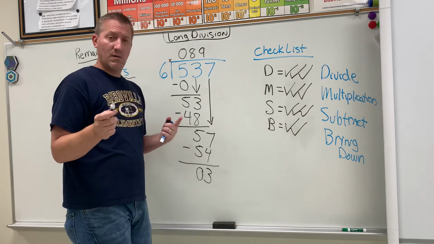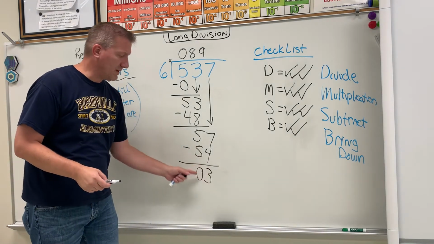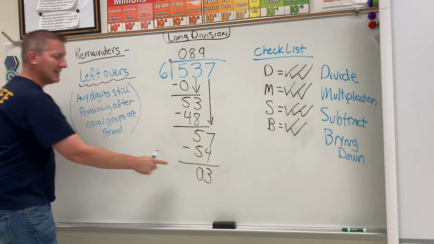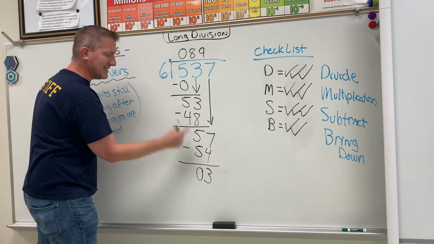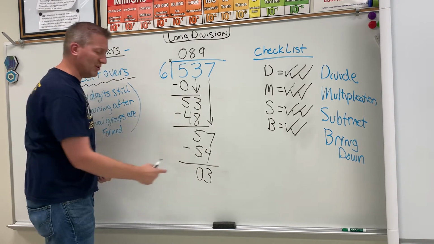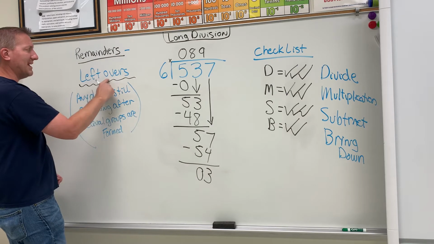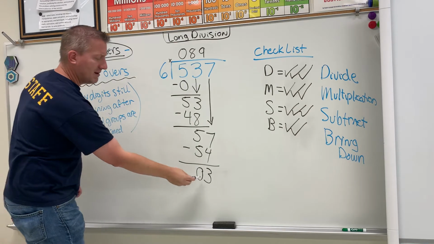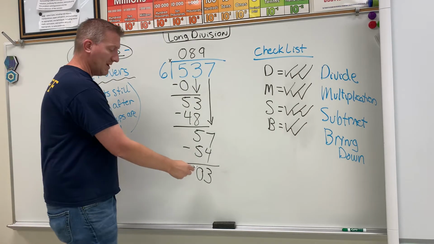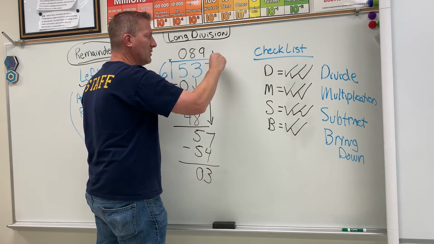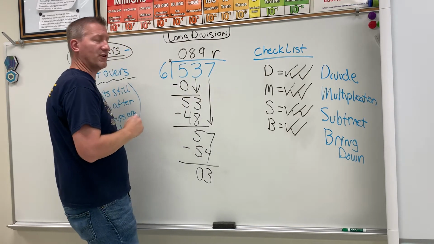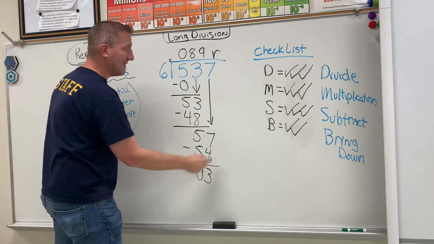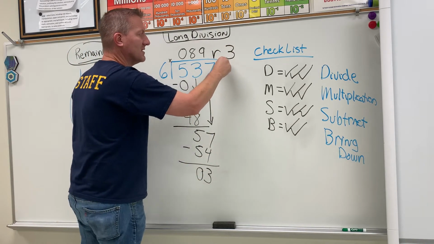Now, but what happened? What do we do with this 3? Well, that's a leftover, isn't it? It's left over because I can't take any more 6s out of that. I can't take any more equal groups. So that would be a leftover, or it's a remainder. Okay? So the remainder comes right up here. We do a small r for remainder, and then we put the 3 afterwards.